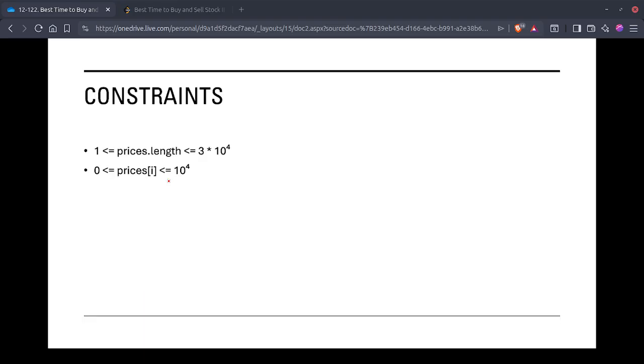So these are the normal constraints, and the array length can be large, up to 30,000. So if we write a very slow solution, it will fail. That's why optimization matters.